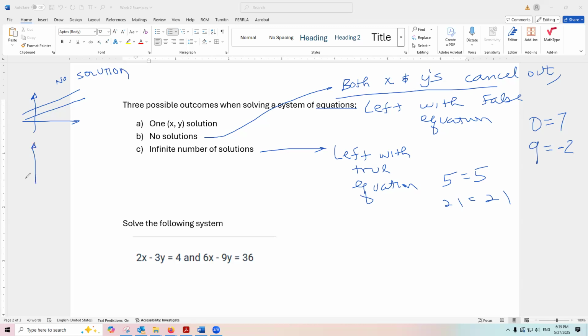If the two lines overlap each other, let me try to draw one blue line and one red line. I'm going to try to draw it so they're overlapping each other like this. Imagine these two lines are really sitting on top of each other, overlapping. That would mean an infinite number of solutions.